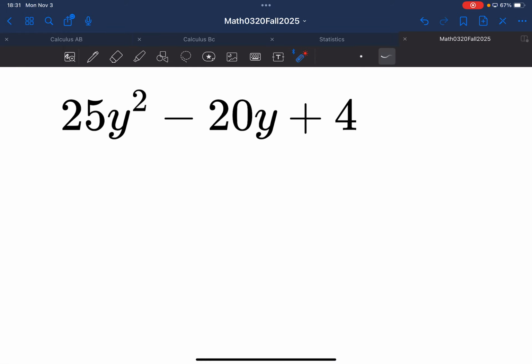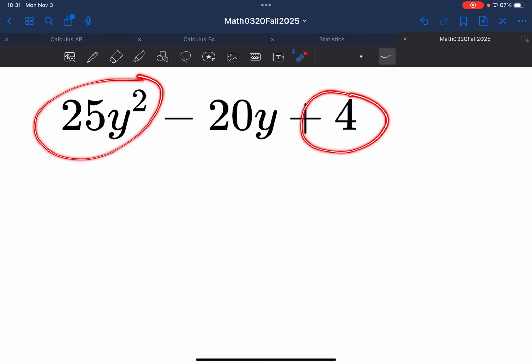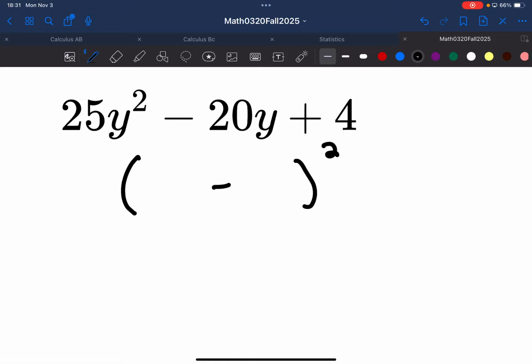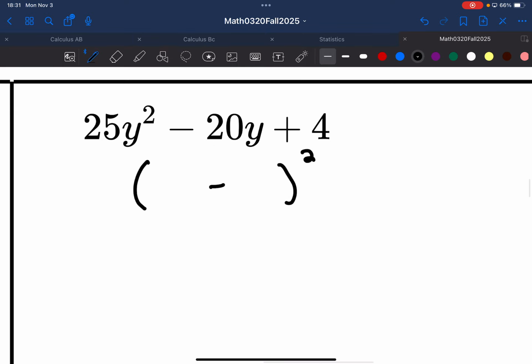Okay, so now we have this next problem. Our first step is to check the first and last term. Can we take the square root of each of those numbers? Yes. Okay, square root of 25 is 5. Square root of 4 is 2. What does this sign tell us? We're going to have a negative in our parentheses. So I'm going to do my parentheses, draw a negative, and then square it. Okay, that's how it's going to be set up.